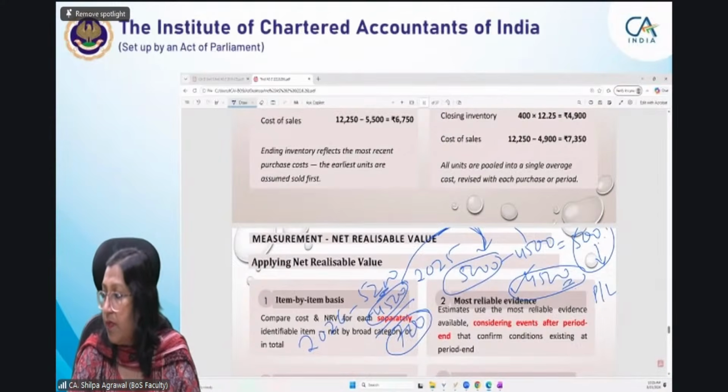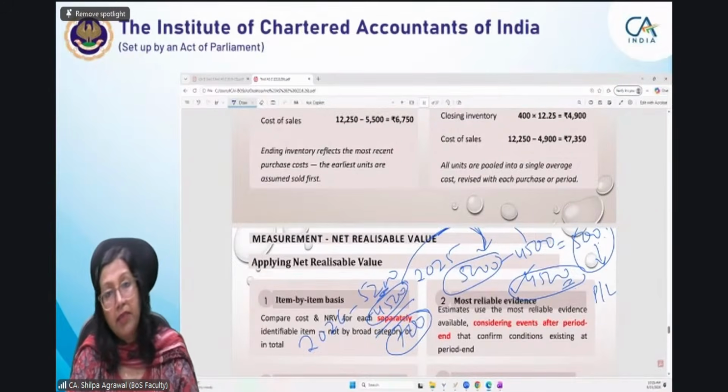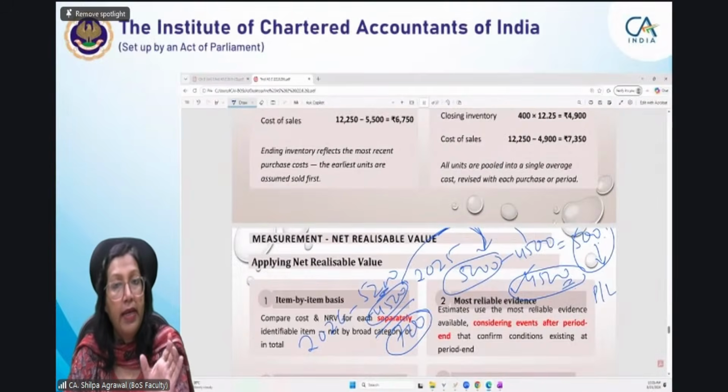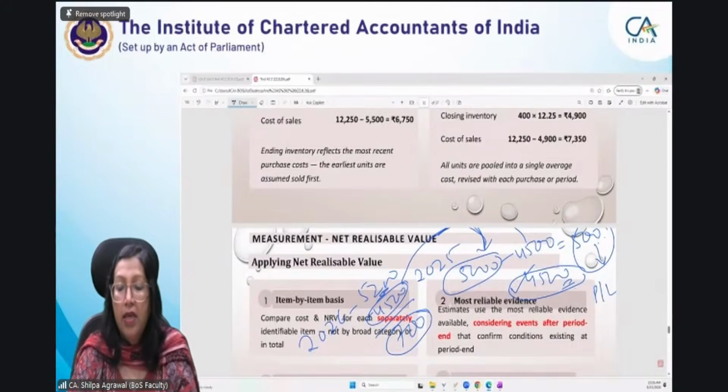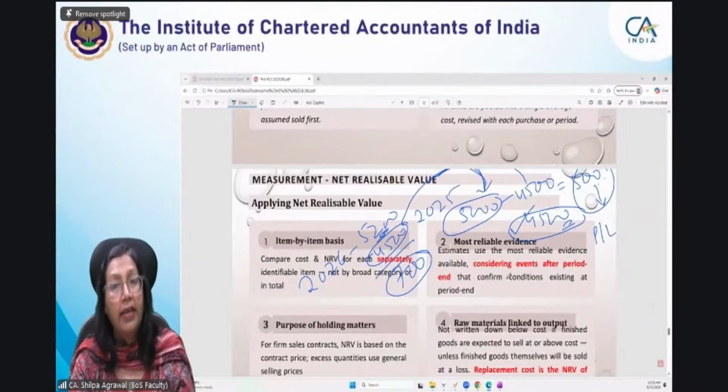Okay, hope Saikiran, I am clear. Okay, good. Item by item basis I have already explained. When we have many kinds of items, varied items, we have to identify the NRV of every item and then compare it with the cost. When to use NRV and what considerations are to be made when we are identifying the net realizable value.